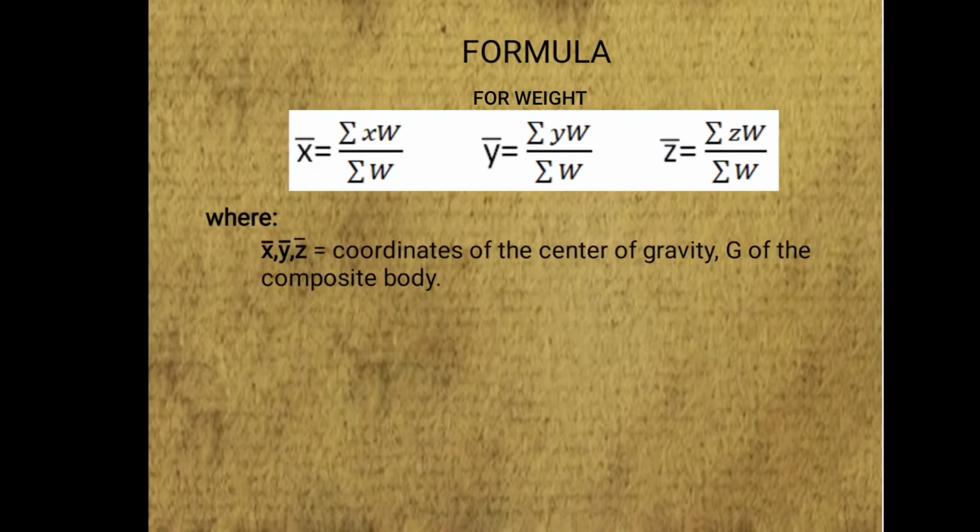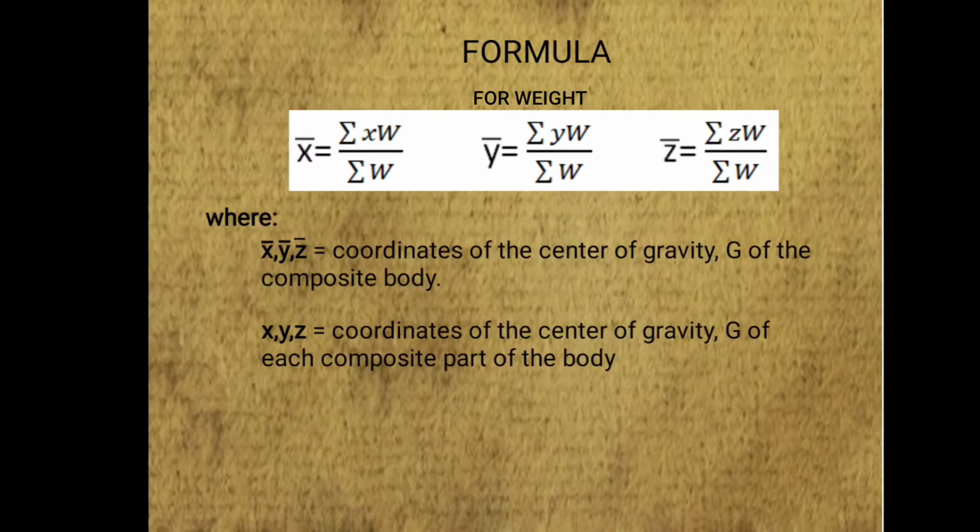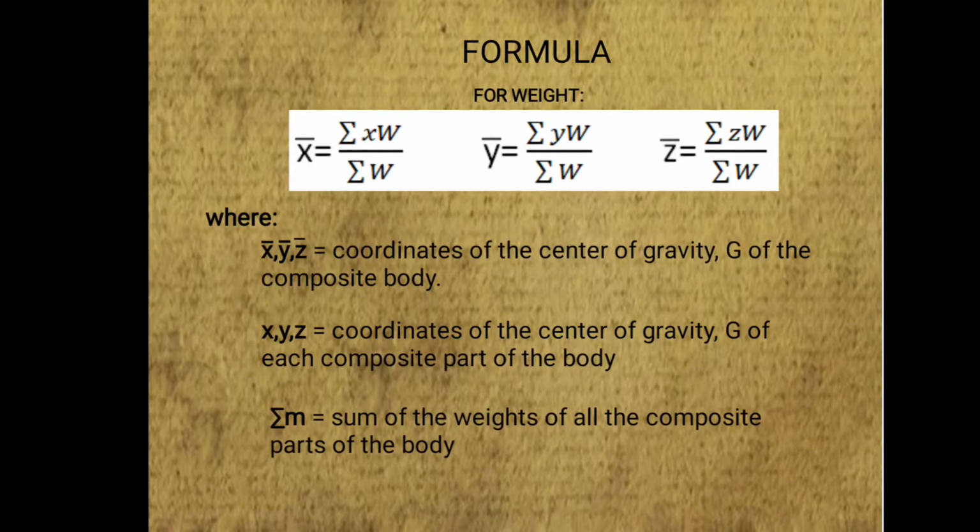Where bar x, bar y, and bar z are the coordinates of the center of gravity of the composite body. X, y, and z are the coordinates of the center of gravity of each composite part of the body. And the summation of w is the sum of the weights of all the composite parts of the body, or simply the total weight of the body.